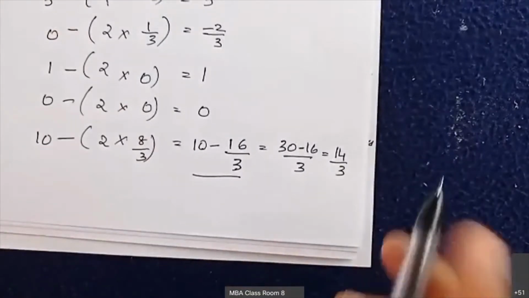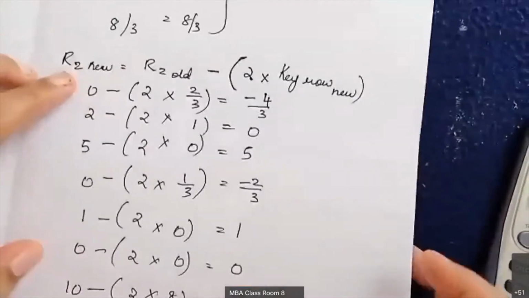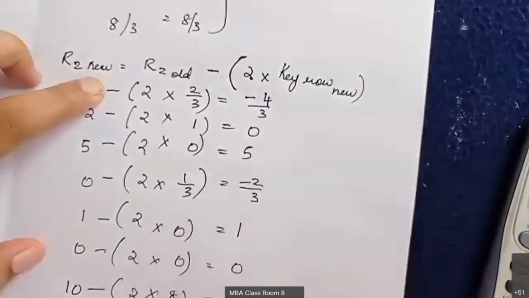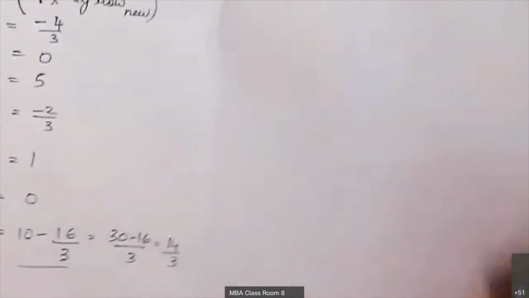So I just wanted to explain that. So this is our new row 2. These will be the values. Next, we need to find R4, right? There is R3 also. Okay, we have to find the values for R3. Tell me the numbers in R3.